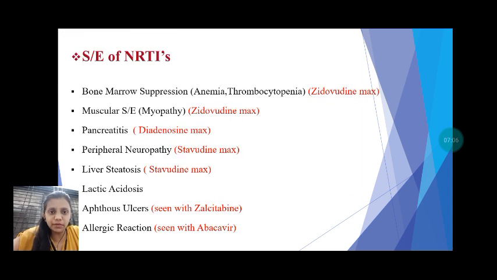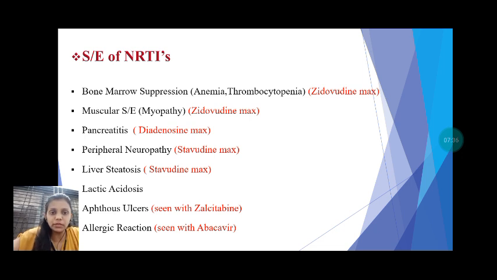Now the side effects of NRTIs. First, it causes bone marrow suppression, anemia, and thrombocytopenia, which is maximally seen with the zidovudine. Second is the muscular side effect, myopathy, which is also maximally seen with the zidovudine. Pancreatitis, which is maximally seen with the diadenosine. Peripheral neuropathy, which is maximally seen with the stavudine. Liver steatosis, which is also maximally seen with the stavudine.